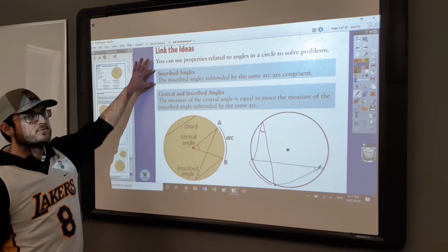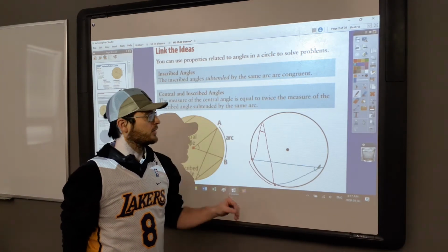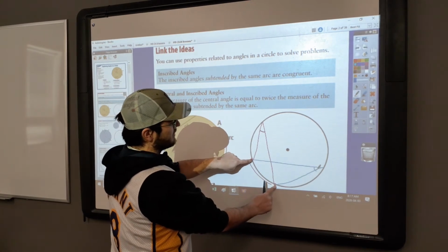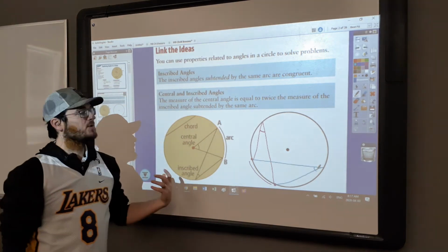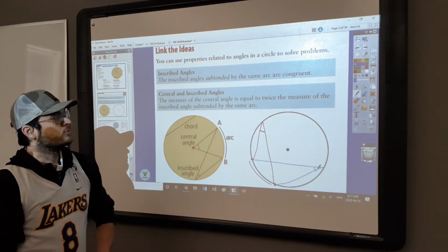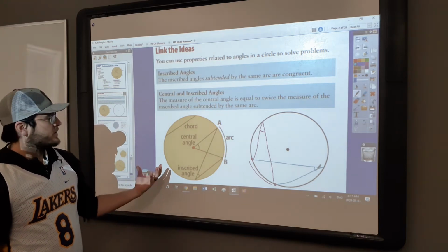So what this first rule says is that the inscribed angles subtended by the same arc are congruent. That means these 2 angles are always going to be the same. If they're coming from the same 2 points over here or wherever else, they're always going to give you the same size angle. That's kind of a neat rule for circles. So those are inscribed angles.